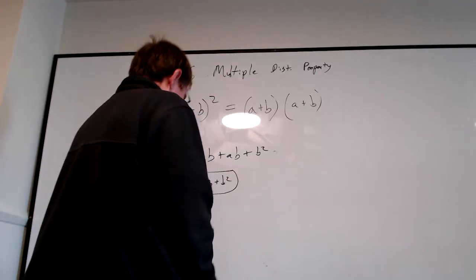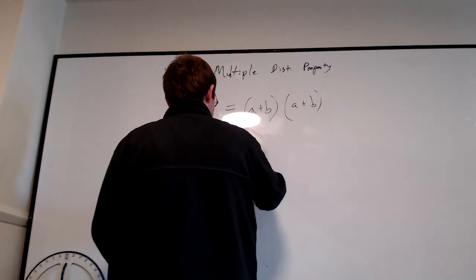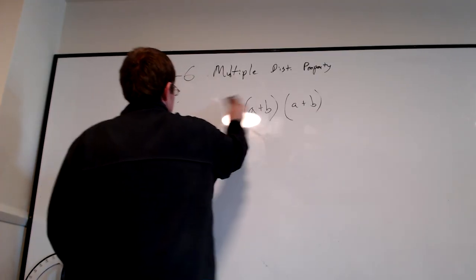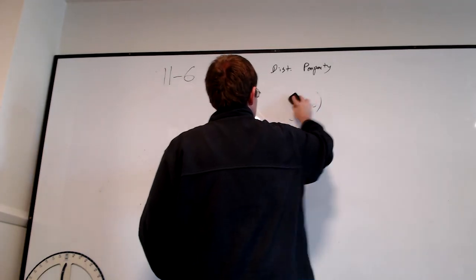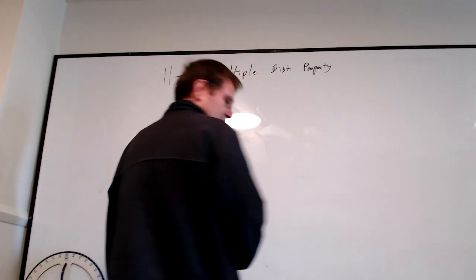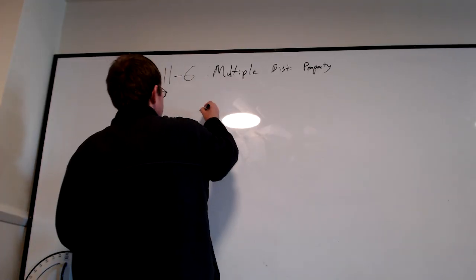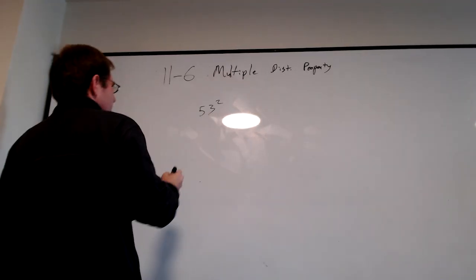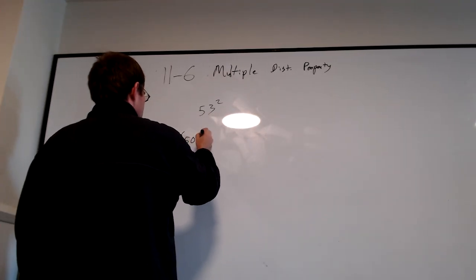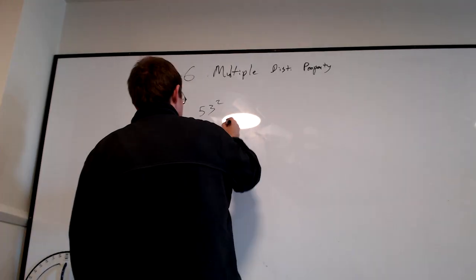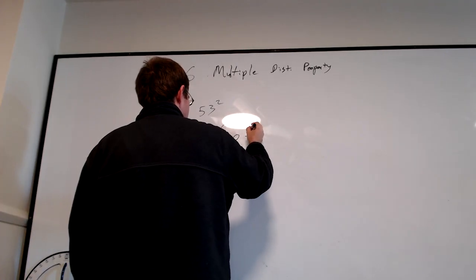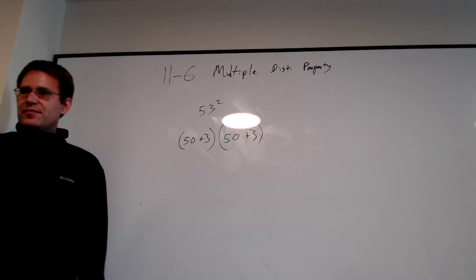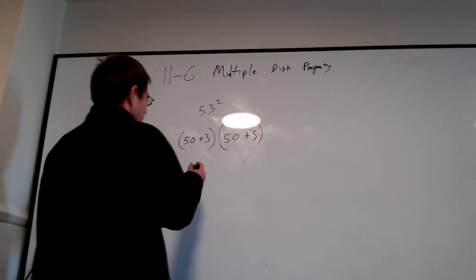Okay, we'll do an example with a number this time, kind of like we did yesterday. So let's calculate 53 squared. That's the same as 50 plus 3 times 50 plus 3, right? That makes sense to everybody? Yeah. So we can do the same process, right?